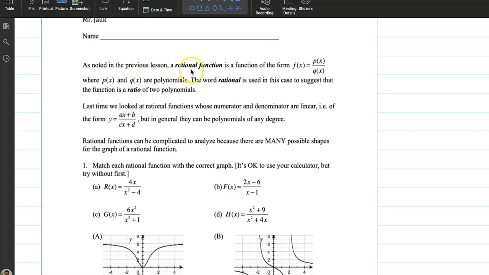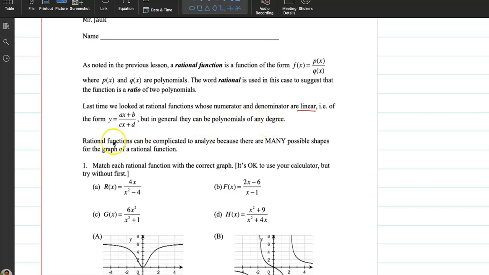Yeah. So as noted in the previous lesson, a rational function is a function of the form f(x) is equal to p(x) upon q(x). The p(x) and q(x) are polynomials. The word rational is used in this case to suggest that the function is a ratio of two polynomials. Last time we looked at the rational function whose numerator and denominator were linear. What do you mean by linear? Straight line, mx plus c. So that means my numerator was ax plus b, linear. My denominator was also linear. But in general, they can be polynomials of any degree.